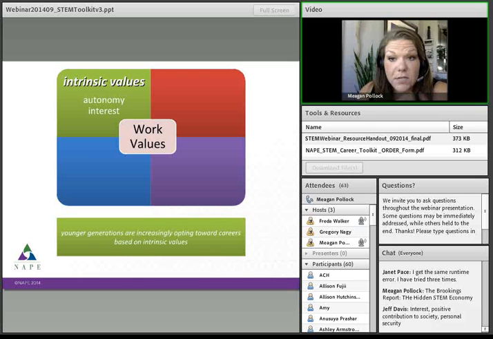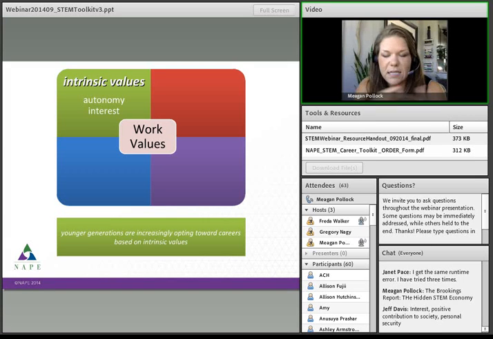That talks about interest and autonomy. Some of the responses that you guys had in the poll were related to interest. You like it, you're passionate about it, and so that's really what an intrinsic value is. In addition to intrinsic interest is this idea of autonomy, this idea that you want to be your own boss or you want to manage your own part of the pie.